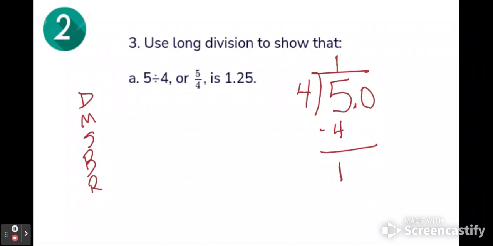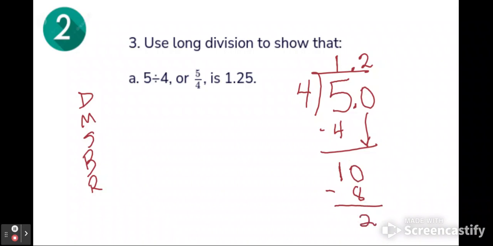And because I put a decimal there, that means I'm going to put a decimal there in my answer. I just move it straight up. Now that I have another number to bring down, I'm going to bring that down. 4 goes into 10 twice. 4 times 2 is 8. Subtract. I end up with 2.